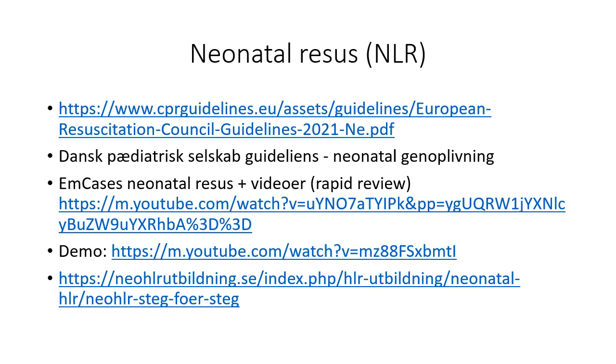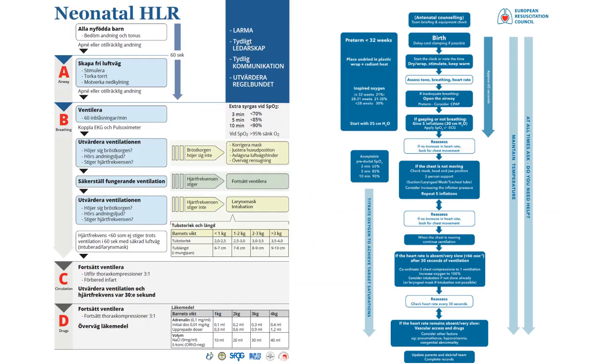So here are some of the references you may want to check out. The ERC guideline looks like this, and then you have the Swedish neonatal guideline that looks like this. The main difference between these two, other than this one being easier to read and going through an ABC algorithm, which is nice, is that the Swedish one doesn't encourage us to do what they call inflation breaths. But this one goes to inflation breaths first, and then it goes to ventilation.